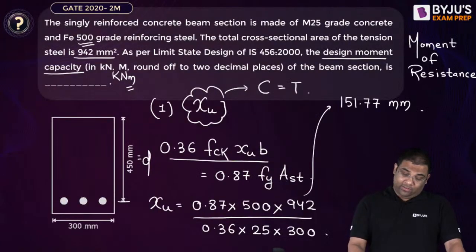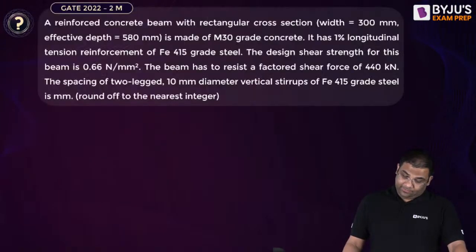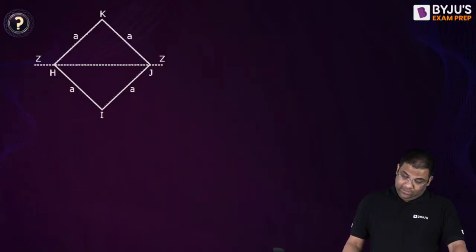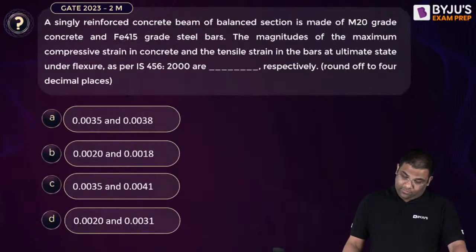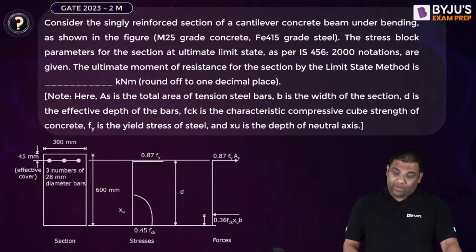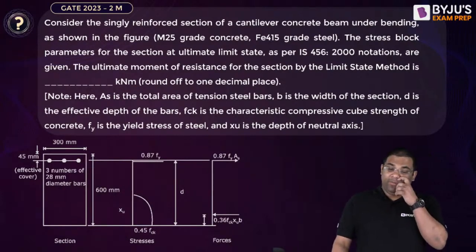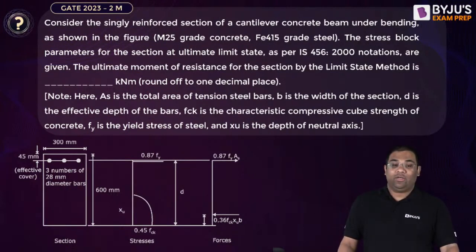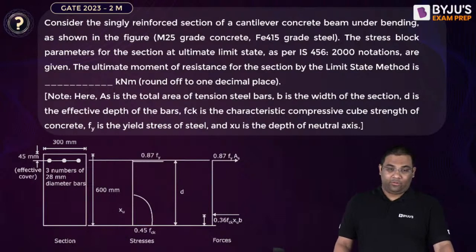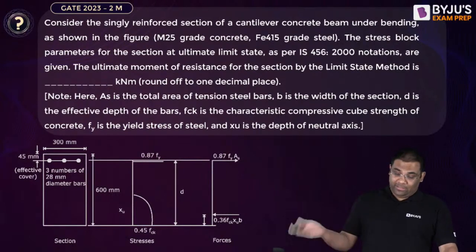Now see, this question was asked in 2020, okay? Over, yeah, we will take XU limiting. If it is coming more than that, in place of XU, we will take XU limiting, correct, Vikrant, good. If it is coming over-reinforced, in place of XU, we will take XU limiting.